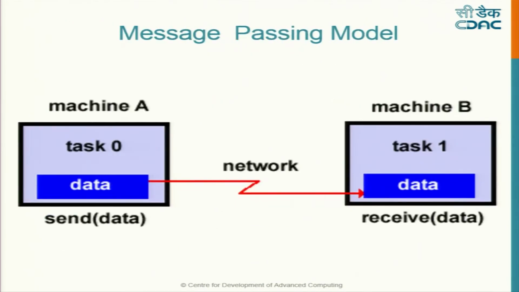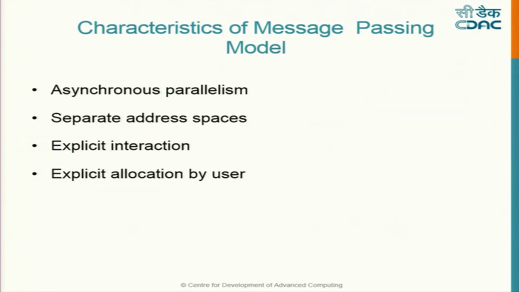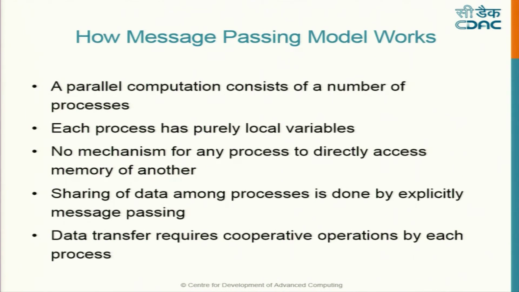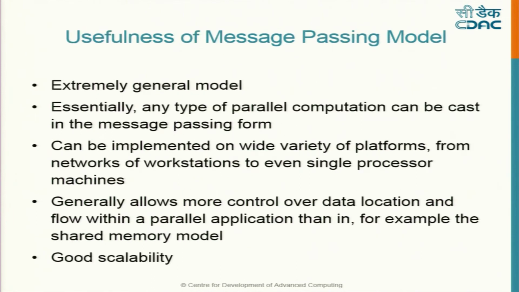This processor has its own memory, and this processor has its own memory, so you have to send that data. Data transfer requires cooperative operation. Each process has local variables, and you have to communicate as shown in that model. Message passing is a general model, and it can work. MPI, as will be explained to you tomorrow, follows this, and things will be more clear to you.